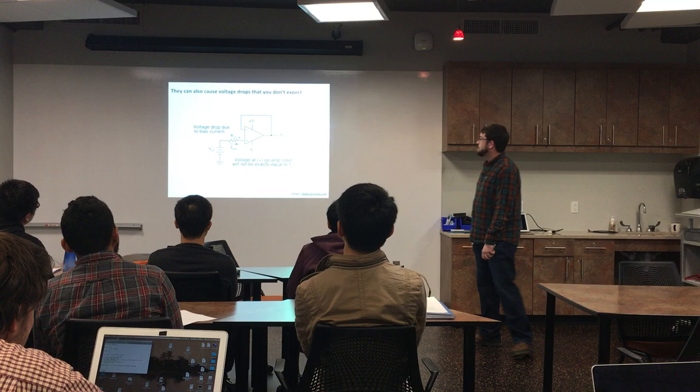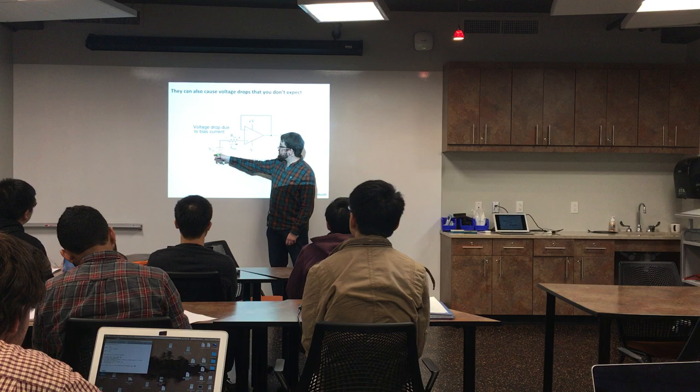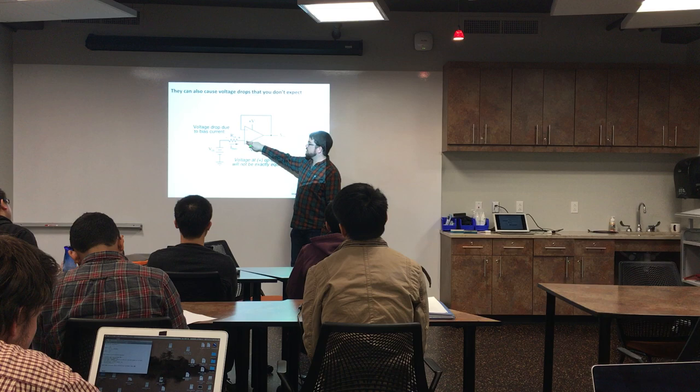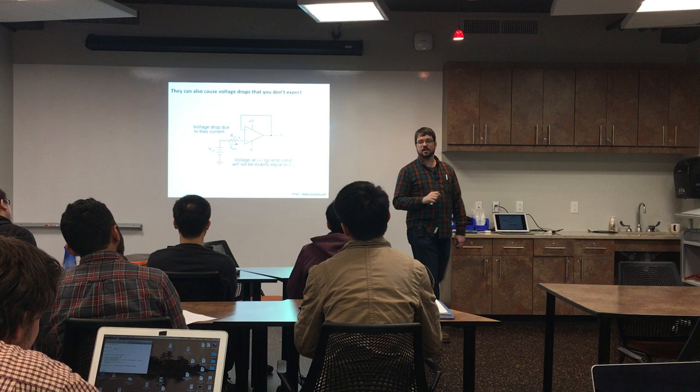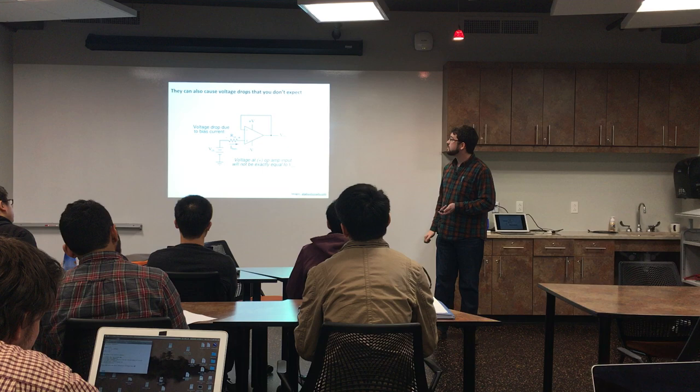You also can get some voltage drops that you might not think of. There's some resistance in the wire, in the trace, in the whatever, from your input into the operational amplifier. And there's some resistance inside. Because you have a little bit of current flowing and there's a little bit of resistance, you're going to get a little bit of voltage drop from Ohm's law. So you can get a little bit of error introduced from input bias current, introducing some voltage drops.